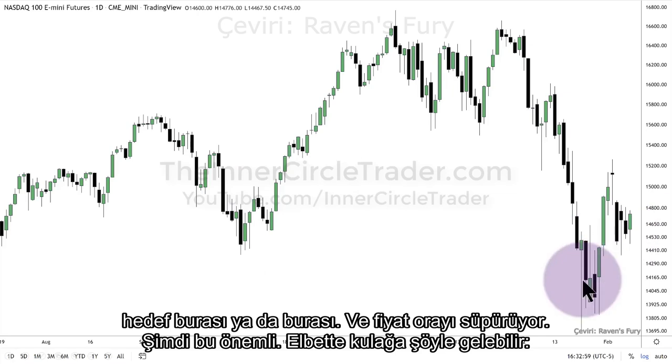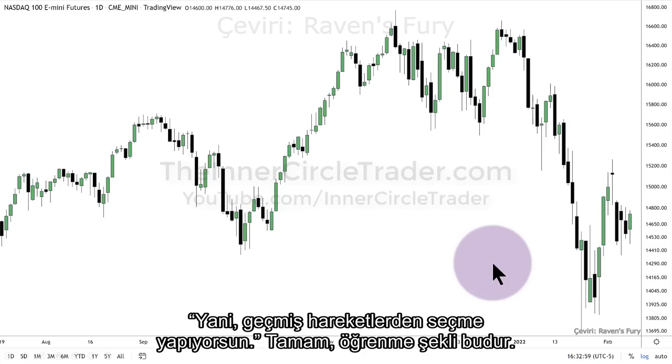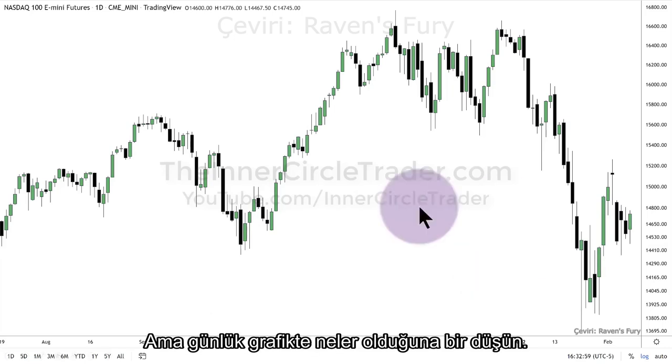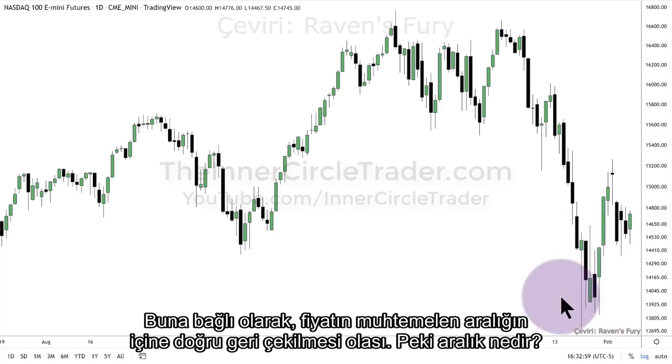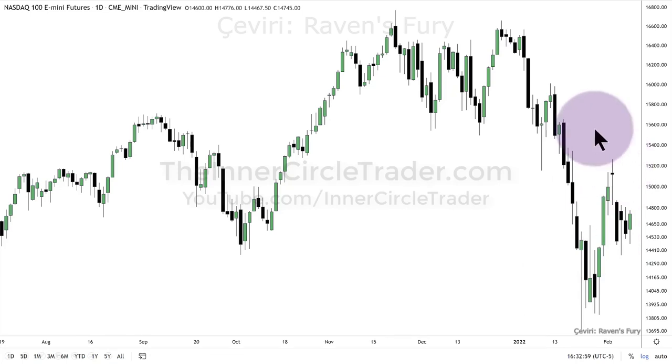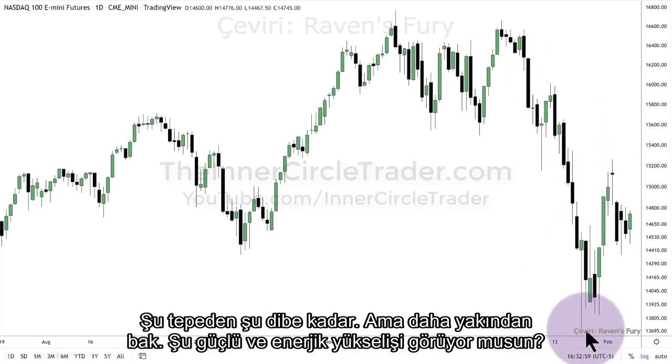Now, this is important. Obviously, it sounds like, well, you're cherry picking old moves. Okay, that's how you learn. But think about what's happened on the daily chart. We traded below this low. We've taken sell-side liquidity out of the marketplace. So with that, it's likely to retrace back up into the range. What's the range? This high to that low.